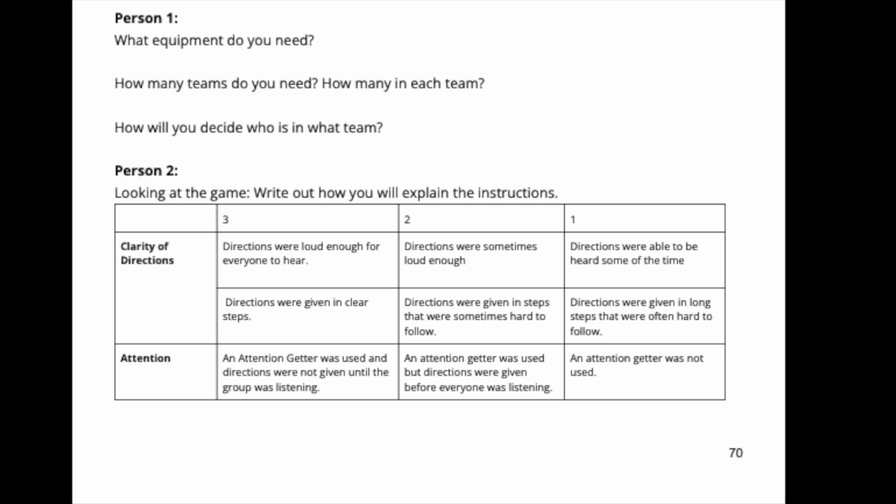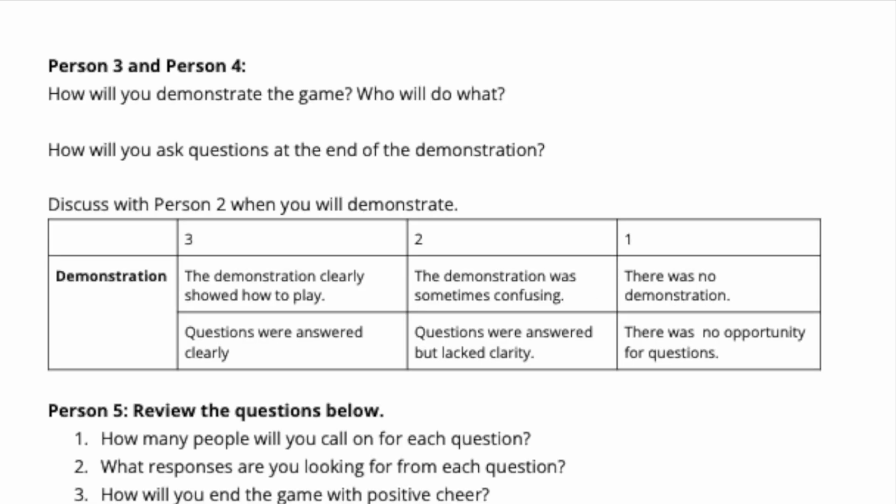Person 1 will decide what equipment they'll use, how many teams they need, how many in each team, and how they will decide who is on what team. Player 2 will look at the game and write out how they're going to give instruction. Each game has a list of instructions, so they can add some new ones or they can simply practice saying them clearly. Person 3 and 4 will plan out how they will demonstrate the game. They will also make sure to practice asking if anybody has any questions at the end of their demonstration. They will need to connect with Person 2 to make sure they know when they will be demonstrating.